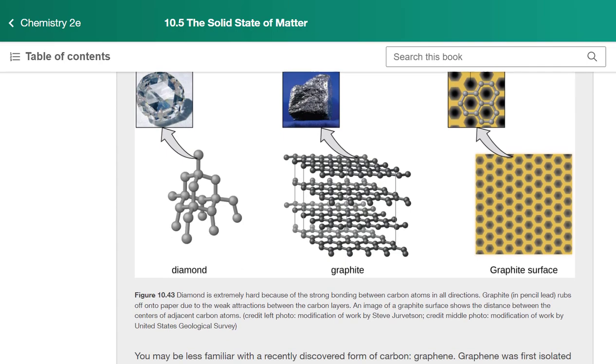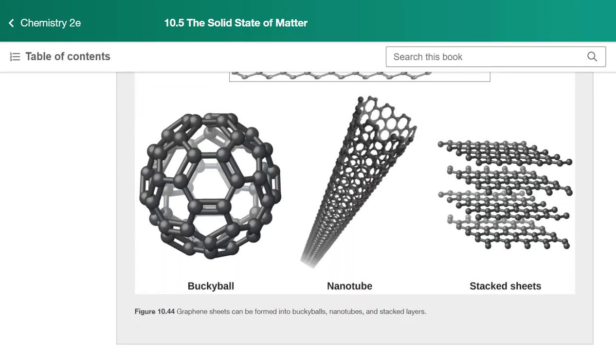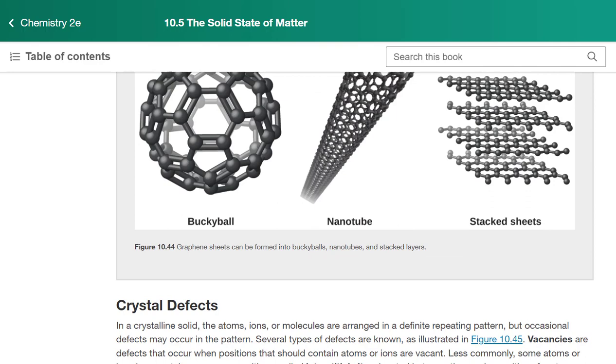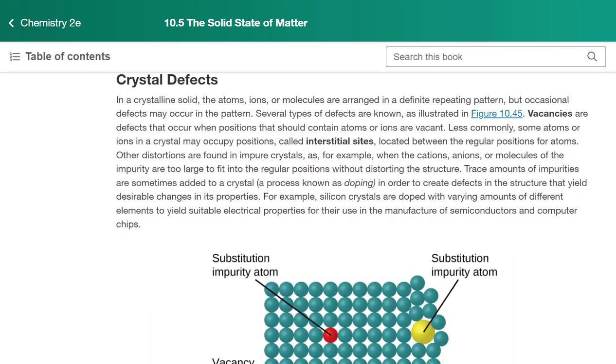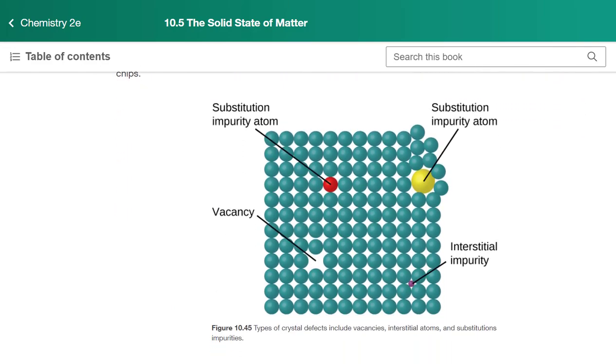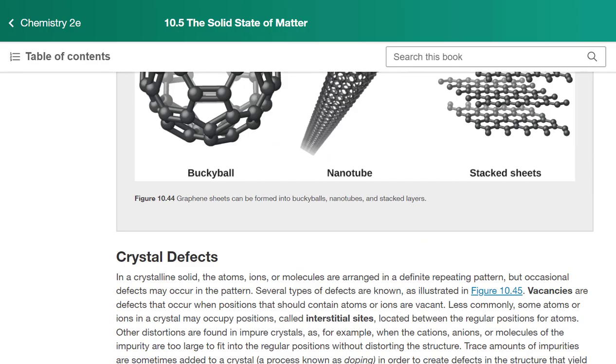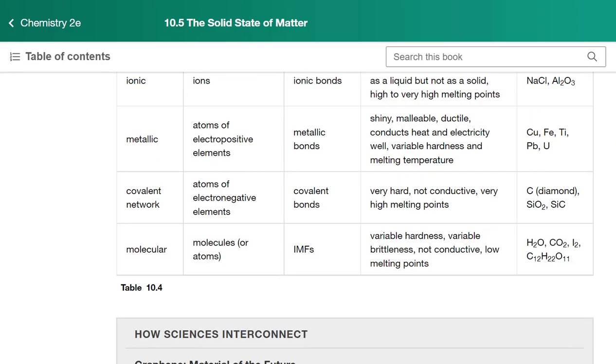So there's some interesting things about future materials here I'm not going to get into, but I think they are very interesting, so I'd recommend looking at that. And then we're not going to really talk about crystal defects in this class, but it is also a very interesting topic. So feel free to read those if you would like to.